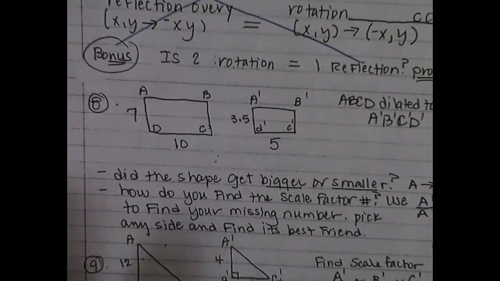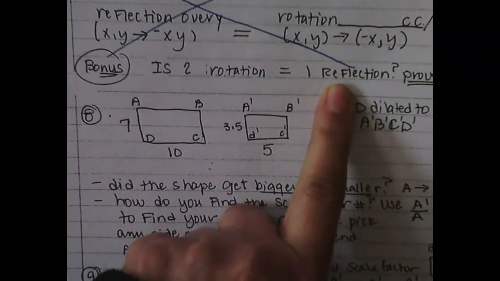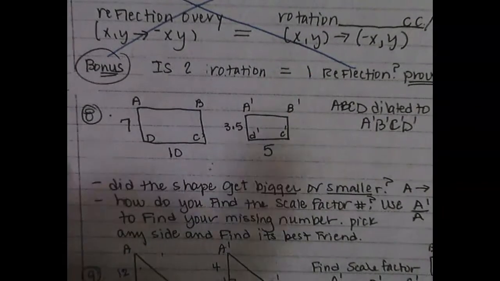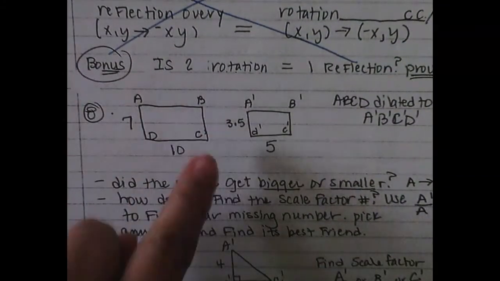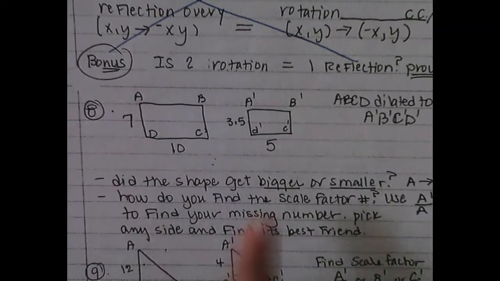Question 8. So you should have read that. Oh, and by the way, is 2 rotations 1 reflection? The answer is yes, because 2 90s equals 180. Now, question 8. It says you have a rectangle ABCD, rectangle A prime, B prime, C prime, D prime, and you're making whatever. Did this shape get bigger or smaller?